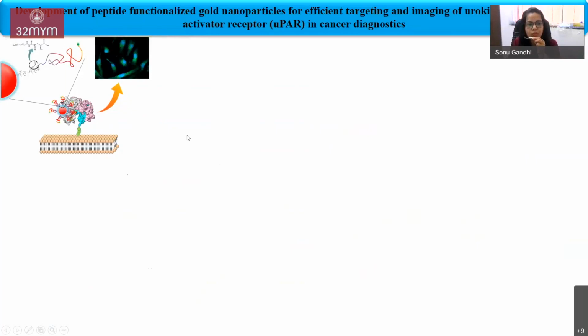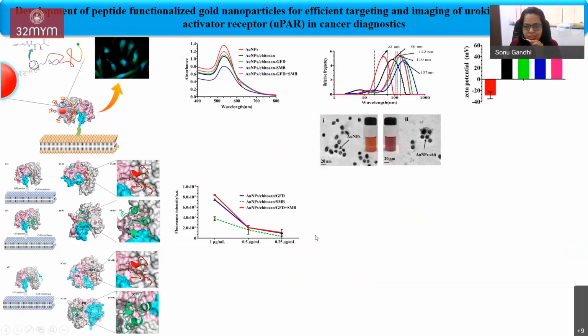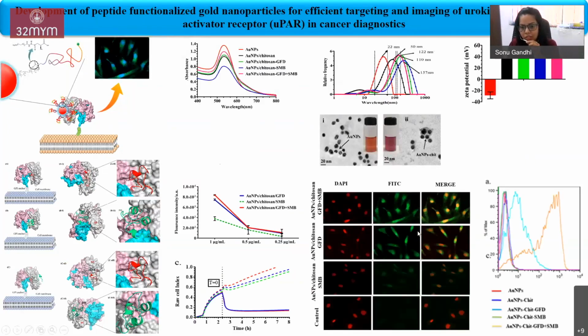So we can see what is happening inside the cell in terms of targeting. In this case, we have used three different combinations. First, we used the uPA ligand, which is GFD. Then in the second experiment, we used the SMB ligand of the vitronectin. And in the third experiment, we used the combination of two ligands, GFD and SMB. I will not go into these results, but with this imaging, you can see efficient targeting happened in the case of both ligands together, GFD and SMB, as well as with the FACS, we can see these results. So these are very recent studies.